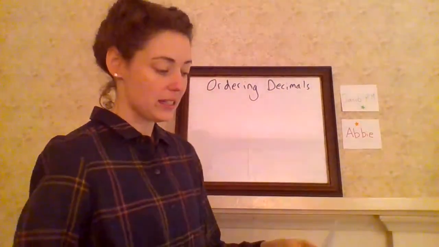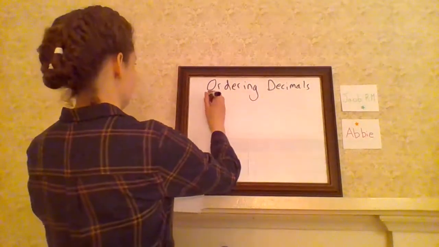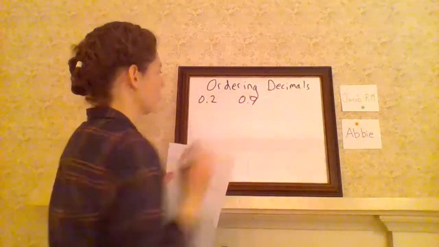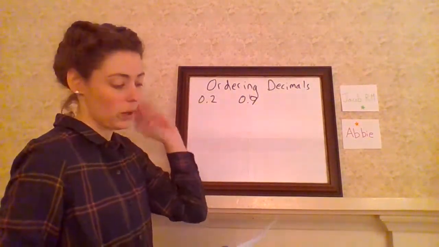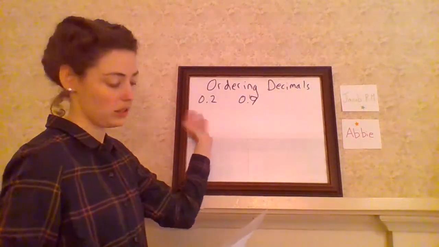Okay, so let's compare a couple different decimals here. 0.2 and 0.7, so which is bigger? I think that we can tell pretty quickly that 7/10 is bigger than 2/10.